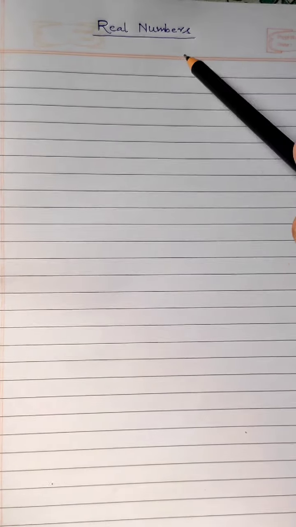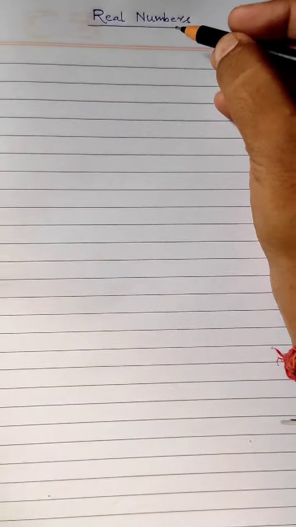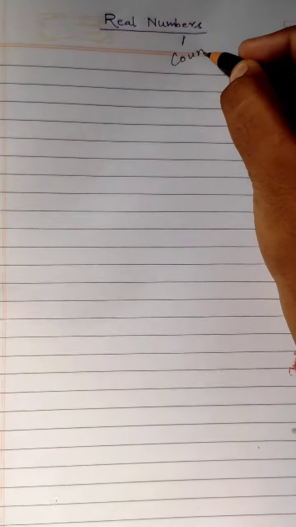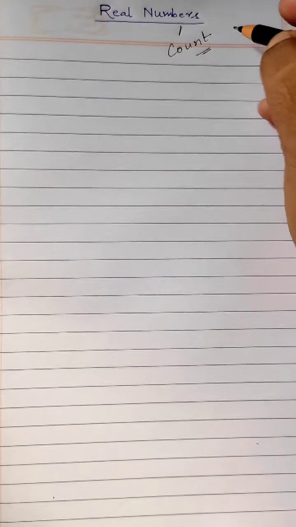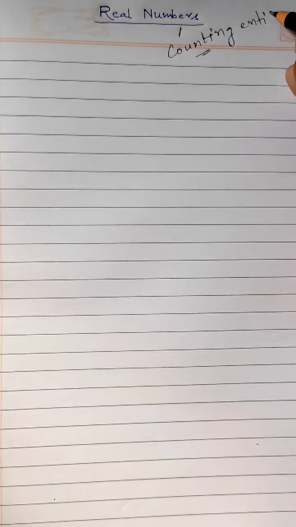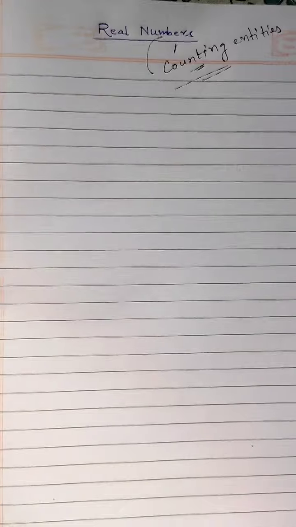Today we are going to discuss the first chapter of standard 10, that is real numbers. Before discussing the chapter, we need to learn what a number is, right? So we know very well that numbers are those entities which we can count, or simply, counting entities are called numbers, right?